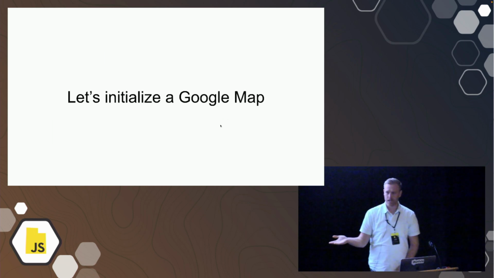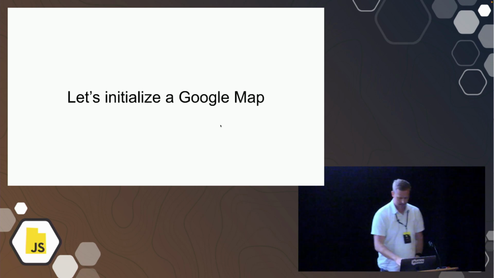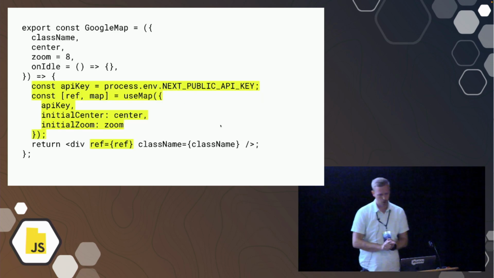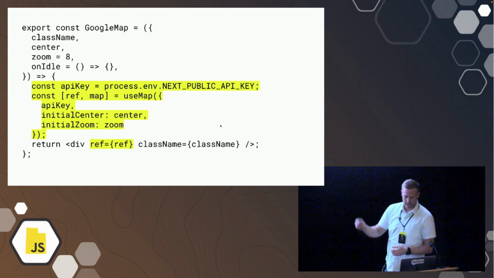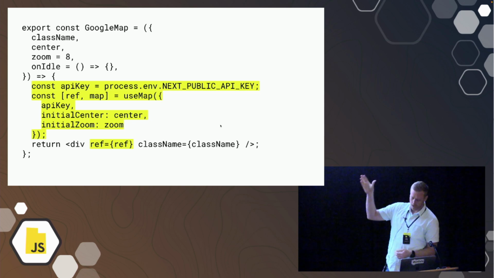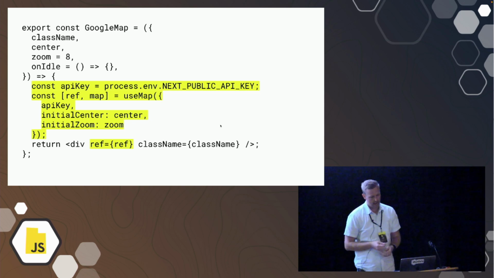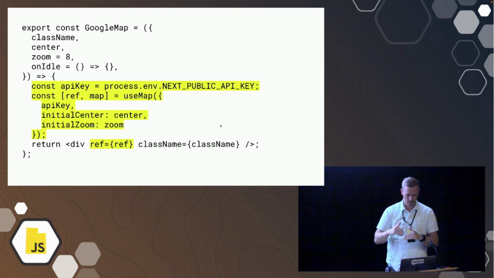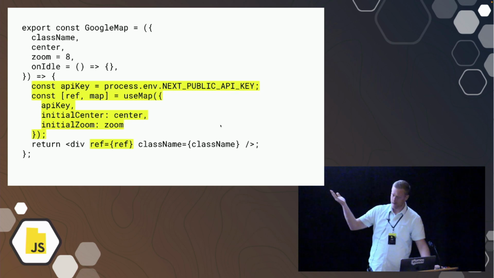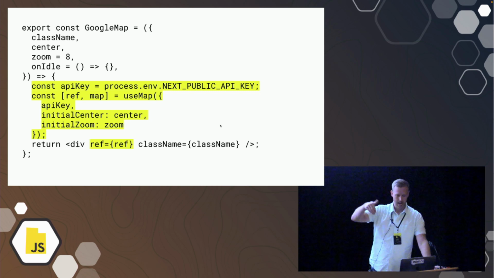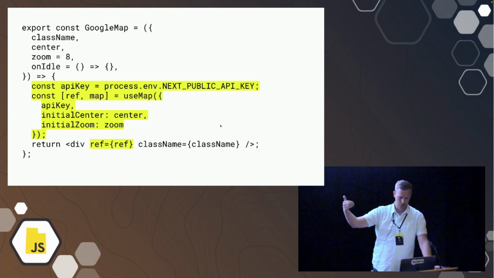All right, let's initialize it, similar to that imperative example. Okay, so you typically need to grab the Google API key that you're going to use, and we're going to use a custom hook to abstract away the initialization logic. What it's going to give us from that useMap hook is the ref that you can mount to your div, and then the map instance, which we can use later.